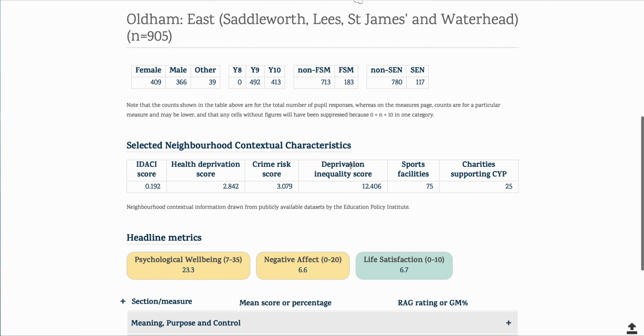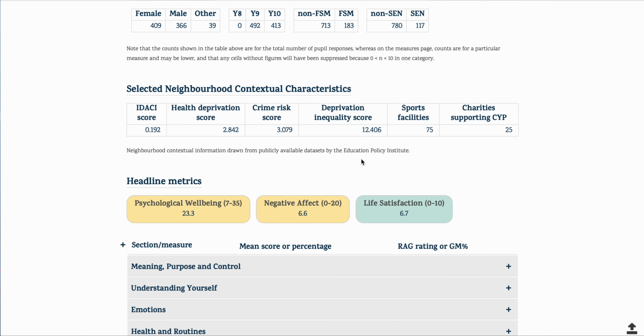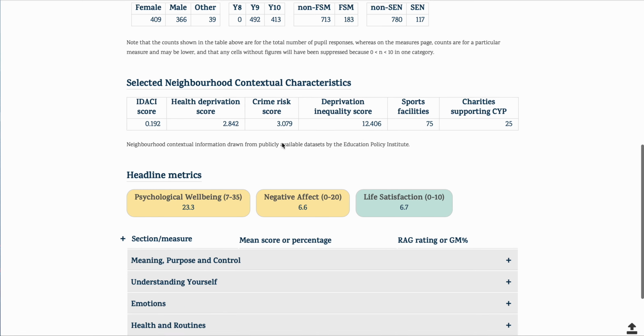Some useful contextual information about that particular neighbourhood, a whole range of different things that we've included here, from health deprivation all the way through to things like sports facilities and the charities supporting young people. If you hover over the metric in question, it gives you a bit more of a definition of what the data actually shows. So in this case, it's deprivation and inequality score, and it looks at neighbourhood level disparities in income. A higher score on this metric represents greater inequality. So just useful contextual information about the neighbourhood.